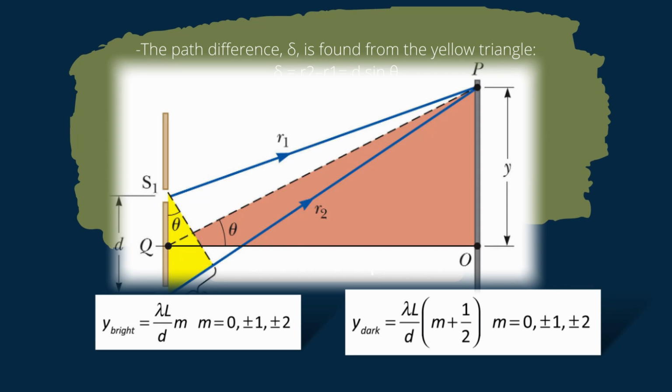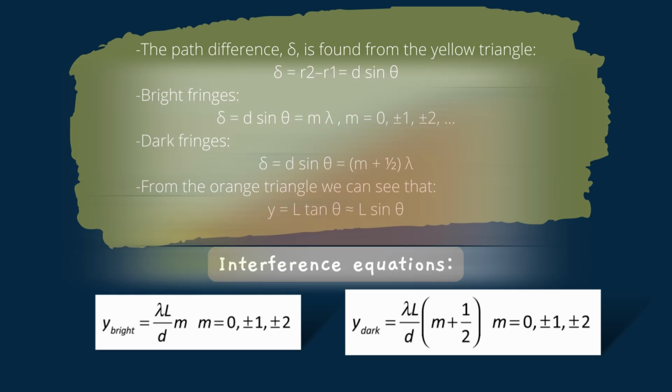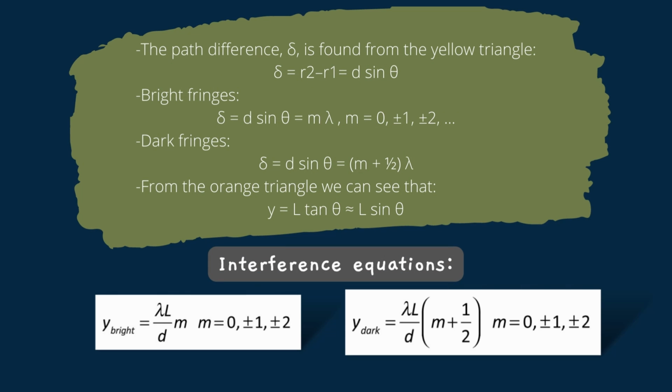From the orange triangle, we can see that y divided by L is equal to tangent theta. Since the value of theta is very small, we can use the approximation tangent theta equals sine theta. Finally, by combining the equations, we get the equation for the distance y for bright fringes and dark fringes.